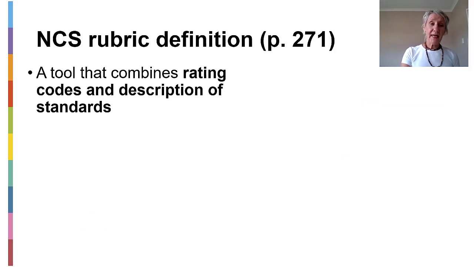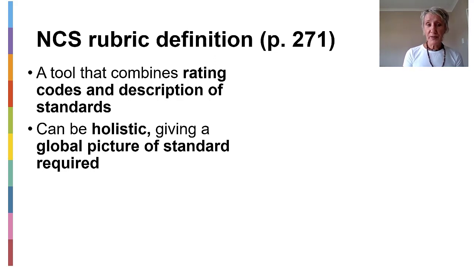Right, for the NCS, there's also a rubric definition from Ferreira on page 271. And they call it a tool as well. Remember, the previous one said it's a scoring tool. It's a tool that combines the rating codes with the description of standards. All right. So the rating codes might be excellent to poor. The description of the standards are the things that you must be able to achieve for those criteria, and how they are actually measured.